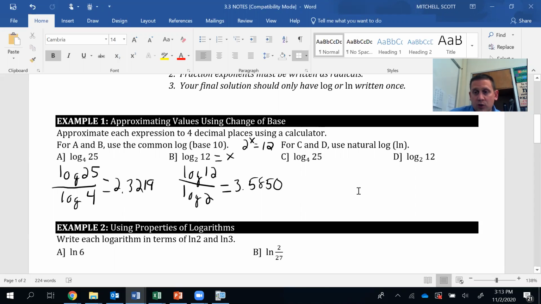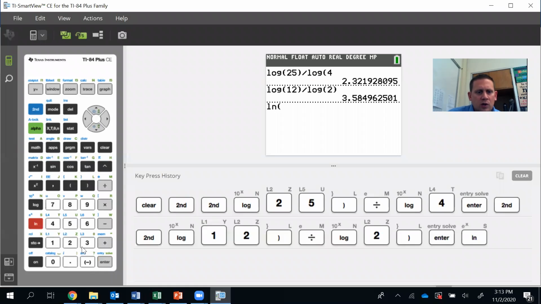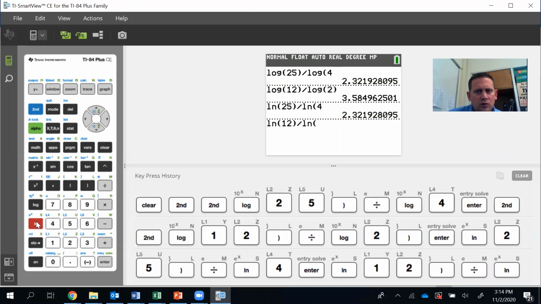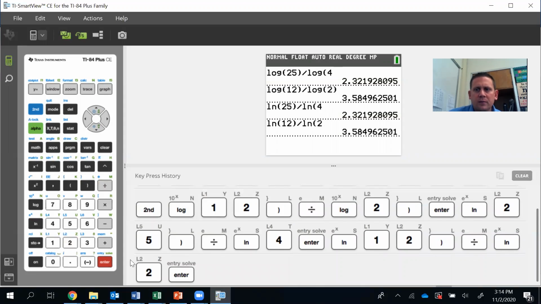Now for C and D, it's the same. We should get the same answers, and we do. But instead of log base 10, we're going to do the natural log. The natural log of 25 divided by the natural log of 4. And then the natural log of 12 divided by the natural log of 2. We should get the same answers, but let's verify that. Natural log of 25 divided by the natural log of 4. We get the same answer as the first one, right? And then the natural log of 12 divided by the natural log of 2. And we get the same thing both times.